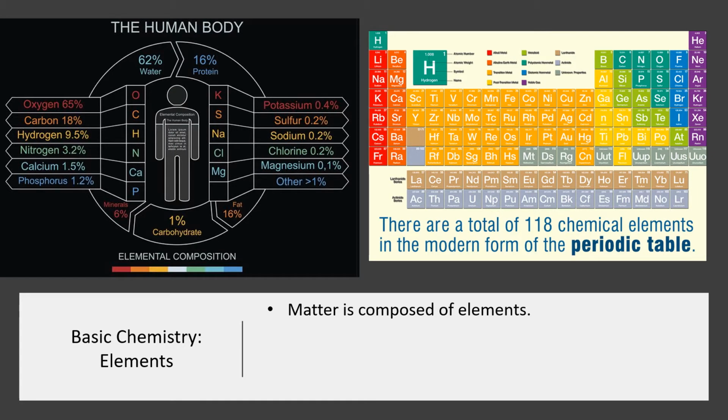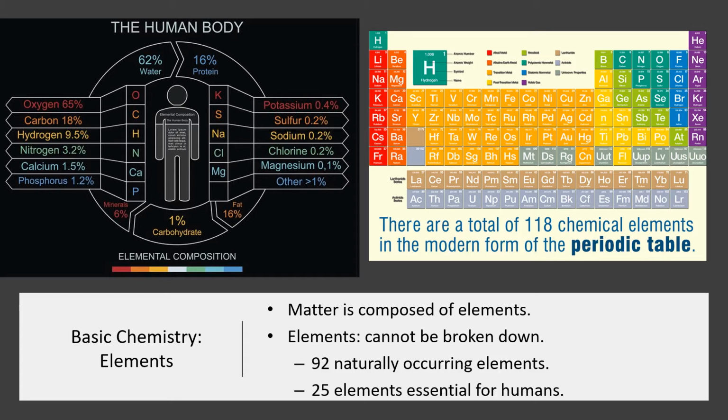Matter is going to be composed of elements, and elements are what can't be broken down. So what we see on this page is the periodic table of elements. So all of these are elements. And on the left side, over here, this is going to represent the main elements that are going to be part of our actual bodies.